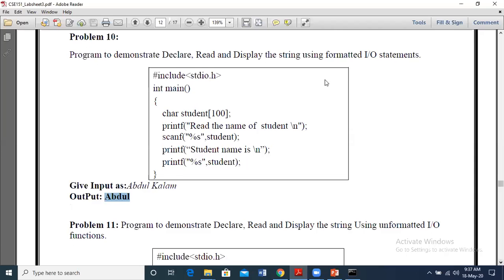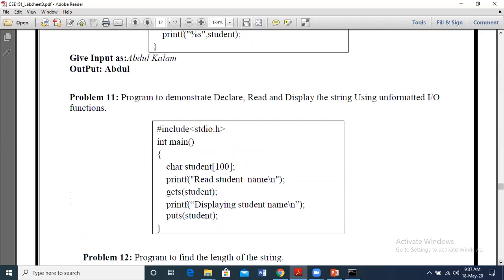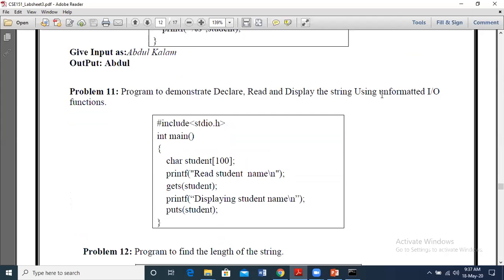So this is formatted input output. Next we have unformatted input output. What is the unformatted input function? gets, ma'am. gets is called the unformatted input function. What is unformatted output? puts. The puts function.